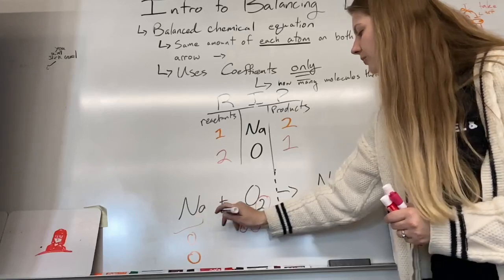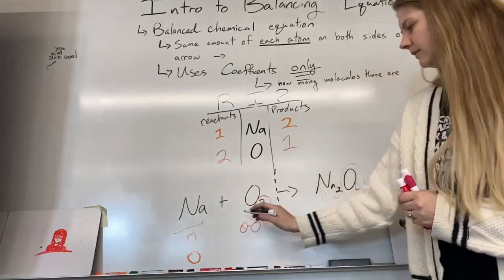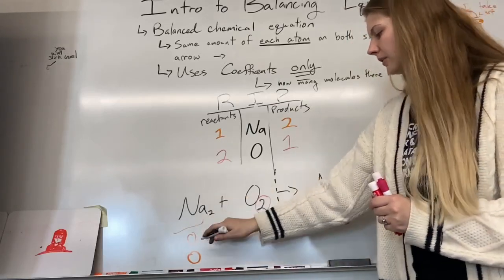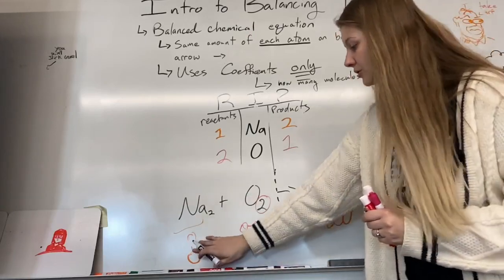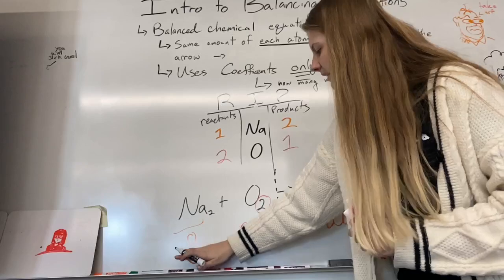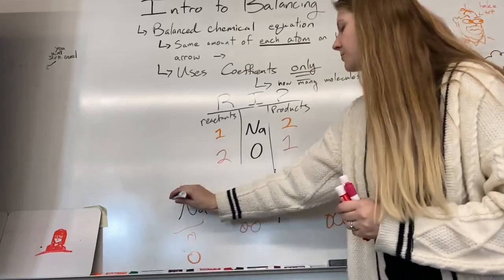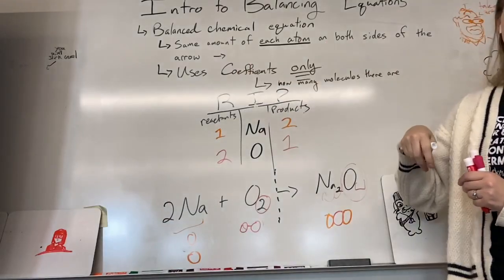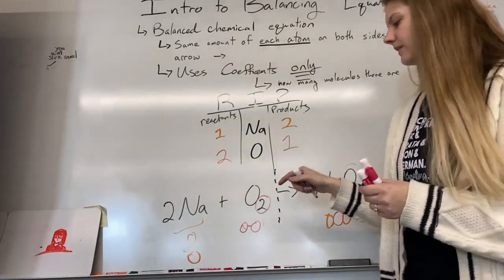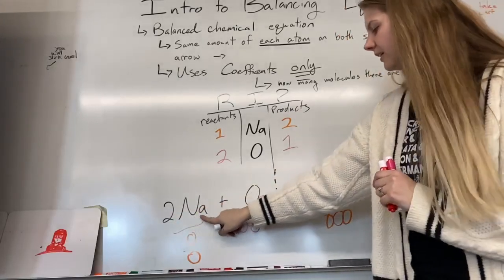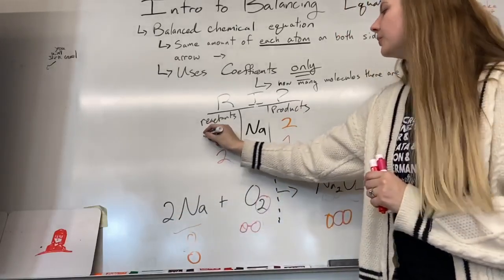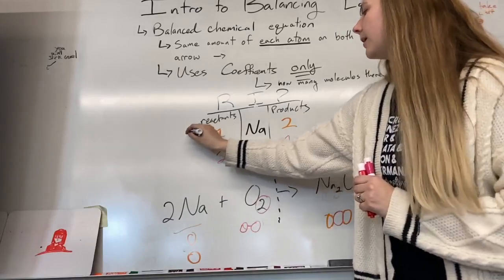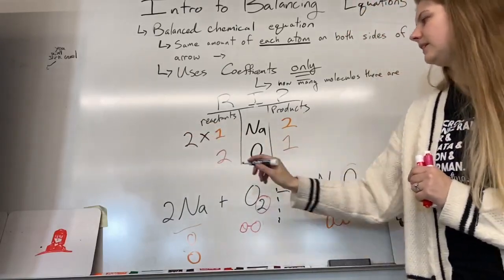I'm not going to put the 2 down here like this. That would be wrong. That would be if they were connected, which they're not. These are separate, which means the 2 is going in front. Again, we can only use coefficients to fix these equations. So if I put a 2 in front here, that's the same as multiplying by 2 up here. These are the same thing.